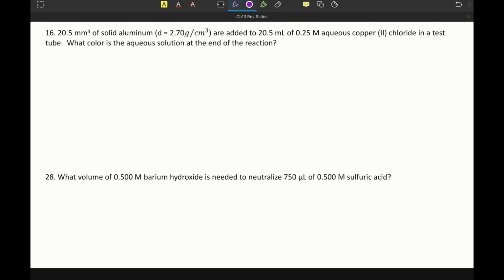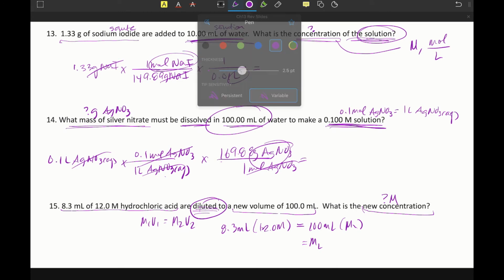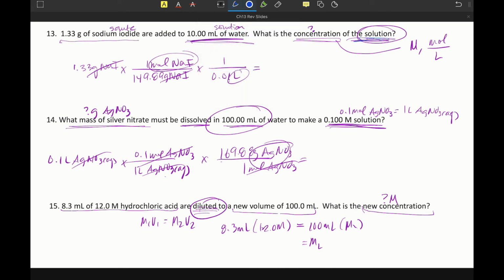Here it says 20.5 millimeters cubed of solid aluminum are added to this much aqueous copper 2 chloride. What color is the aqueous solution at the end of the reaction? Here, the keyword is end of the reaction. I'm talking about some aluminum and some copper chloride. Different from the previous ones, where we were talking about a solution and the solute of the solution, or a dilution where all we're doing is adding water.